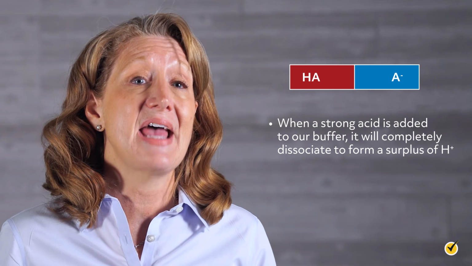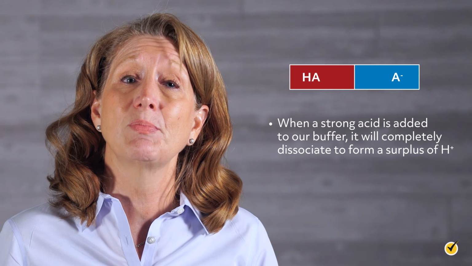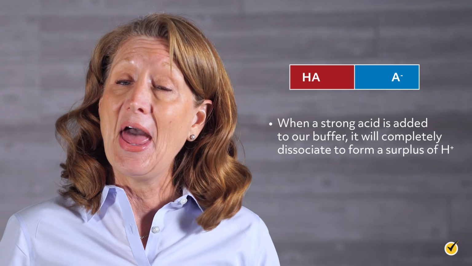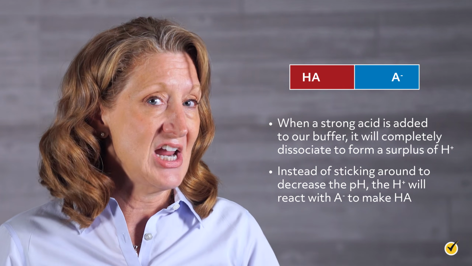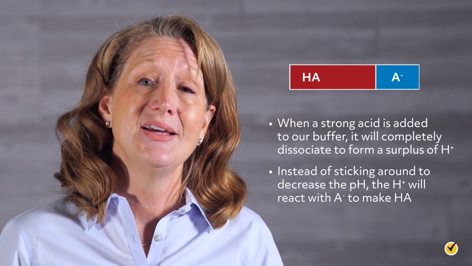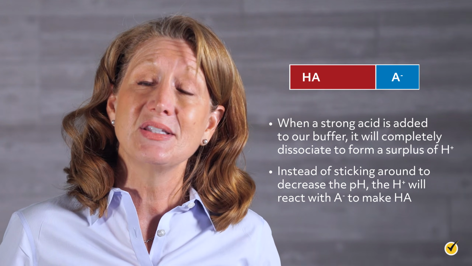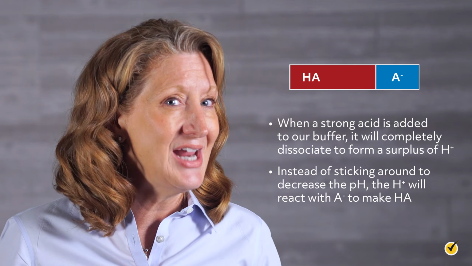Imagine we've made a buffer with a weak acid HA and its conjugate base A-. When a strong acid is added to our buffer, it will completely dissociate to form a surplus of H+. However, instead of sticking around to decrease the pH, H+ will react with A- to make HA. So the result will be a decrease of A- and an increase of HA, but the pH will remain about the same.